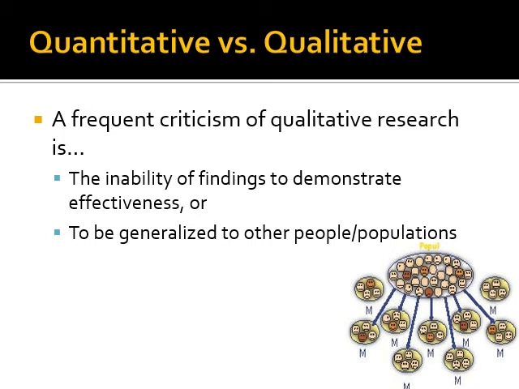A frequent criticism of qualitative research is that it has the inability for findings to demonstrate effectiveness, meaning it's quite difficult with qualitative research to say that A caused B, to demonstrate causation, because we don't have control groups or randomization in qualitative research, really. And in addition to that, we're not using statistics to test whether or not a finding is likely to happen by chance alone. So effectiveness studies aren't a good fit for qualitative research.